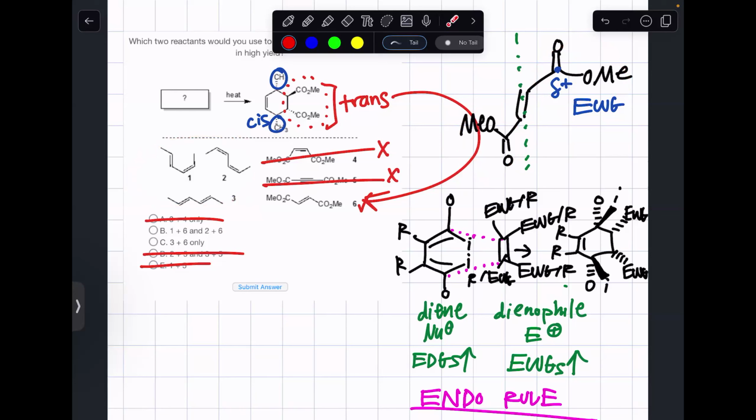These ones are kind of harder to see because they're in the s-trans configuration. We have to rotate them into the s-cis configuration. We can do that by rotating that single bond between them and getting this rotation here. Let's say we get, wait, hold on.